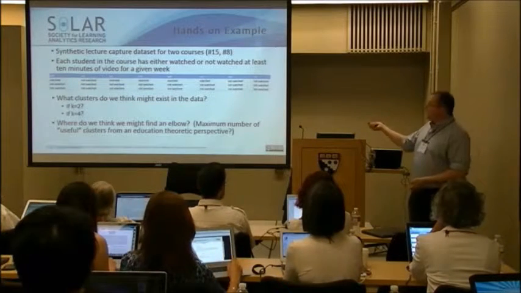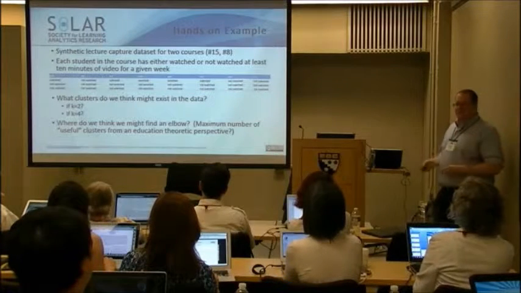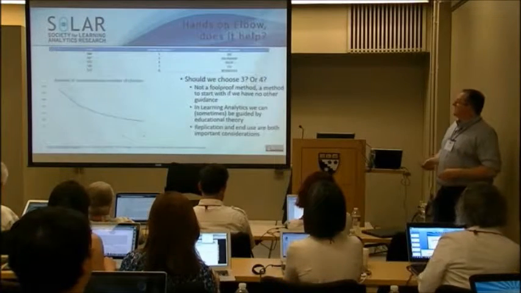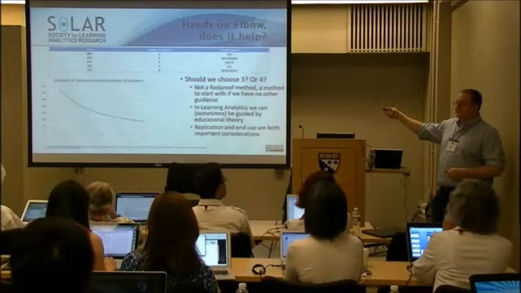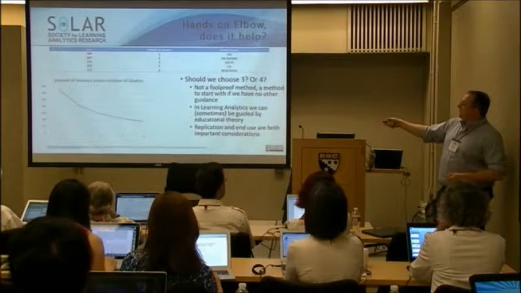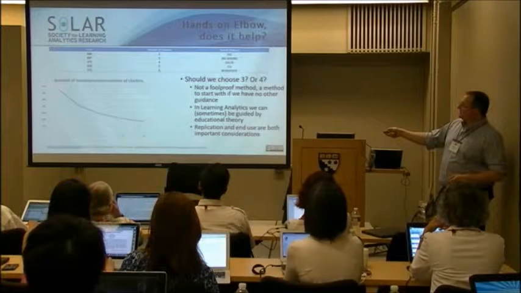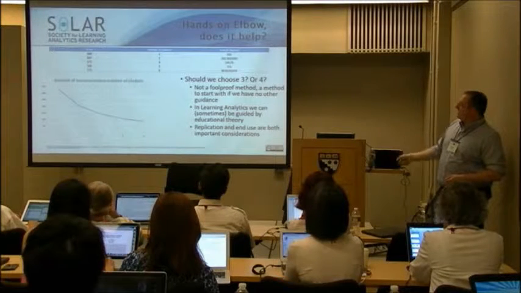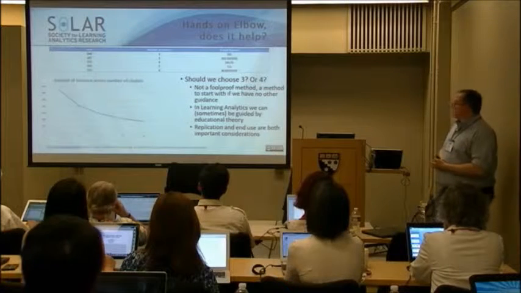The other question is, where do we think we might find an elbow? That's the maximum number of useful clusters, as we've been discussing it. Here I plotted, and I think I just used the default seed equals 10, so you should be able to totally replicate this, the error, the number of clusters, and the error divided by the number of clusters. And here's the Excel plot. It's not clear. The elbow method is not the perfect method to do this.